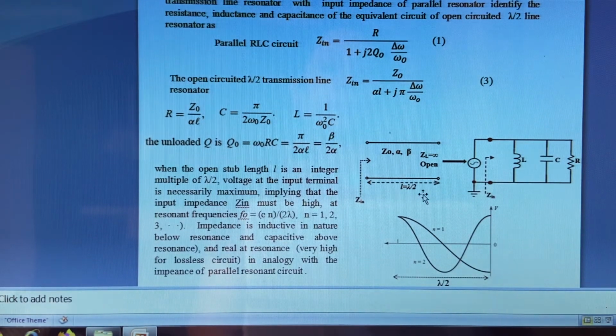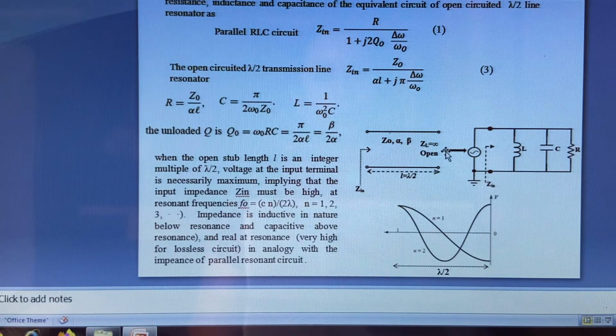So this lambda by 2 open circuited transmission line is equivalent to a parallel RLC circuit, and these are the RLC values obtained as explained. Here the distribution of voltage over this line at the resonant frequency is given by this wave. It is an open circuited transmission line at resonant frequency. For the fundamental mode n equal to 1, that is at F0, the distribution of voltage is shown here.